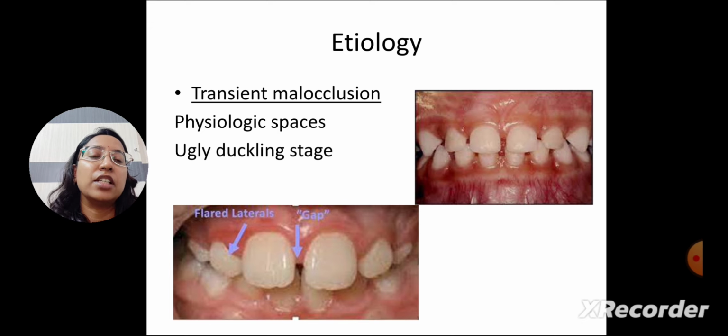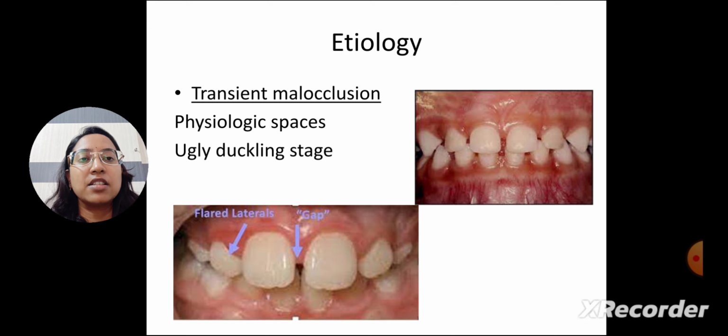Similarly, during the mixed dentition stage, another transient malocclusion called the ugly duckling stage is seen. Here, when the canines are erupting, they put pressure on the roots of the central and lateral incisors, causing the crowns of the central and lateral incisors to diverge. So this will create spacing between the two central incisors and also between the central and lateral incisors. We see this around 8 to 9 years of age.